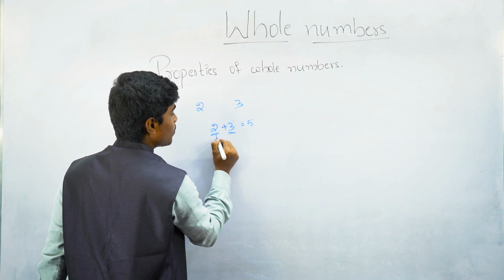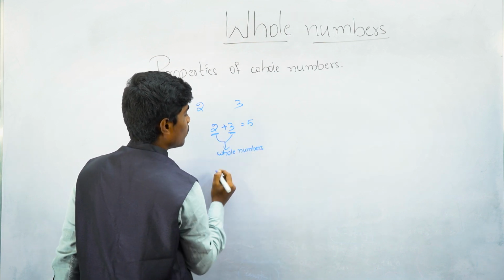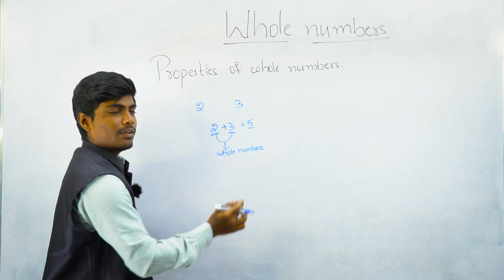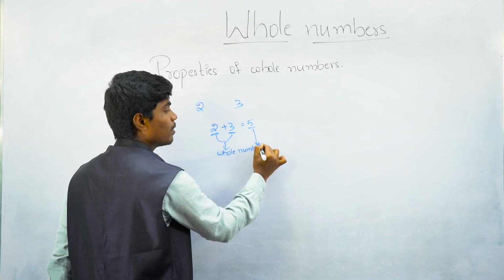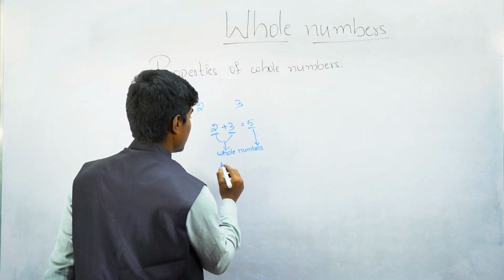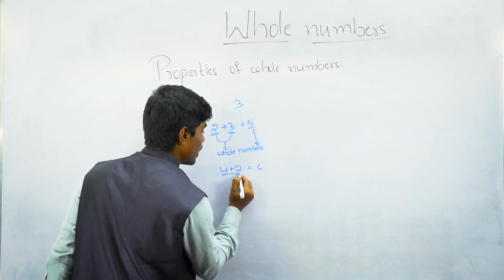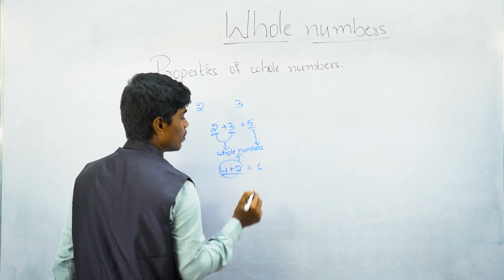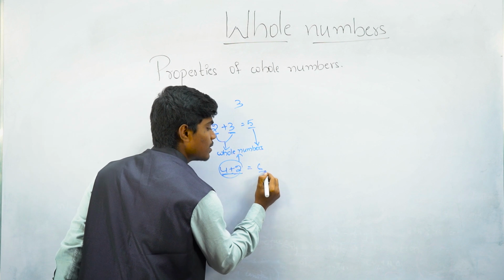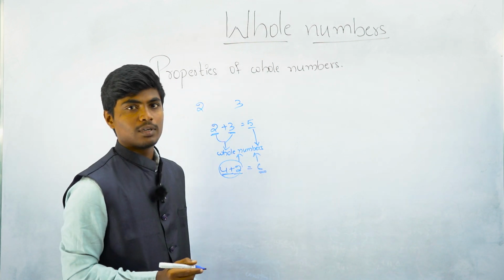Here, 2 and 3 are both whole numbers. Now, the result is 5, and 5 is also a whole number. Let's take another example: 4 plus 2. The answer is 6. Here 4 and 2 are both whole numbers, and the answer 6 is also a whole number.